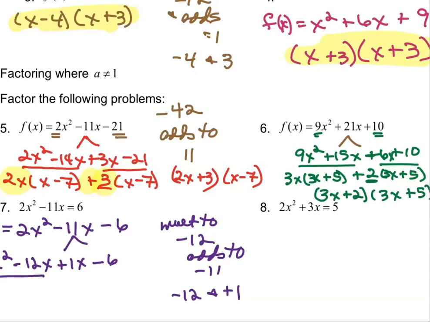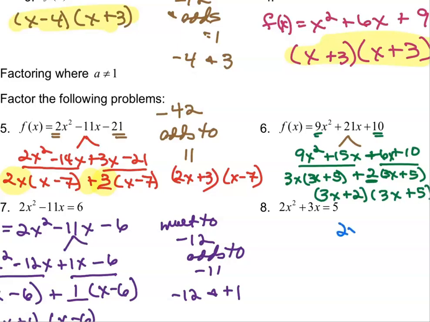Underline the first pair. Give yourself a little gap. Underline the second pair. Pull out what they have in common in the first pairing. Bring down the operation. Copy the parentheses. Figure out what goes in front to make positive 1x minus 6 come back. That would be a 1. Your factors are 2x plus 1 and x minus 6. Okay, you have to know this. It's not an optional thing. Okay, last one on this page.